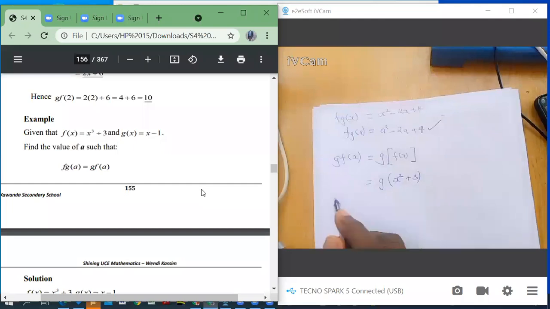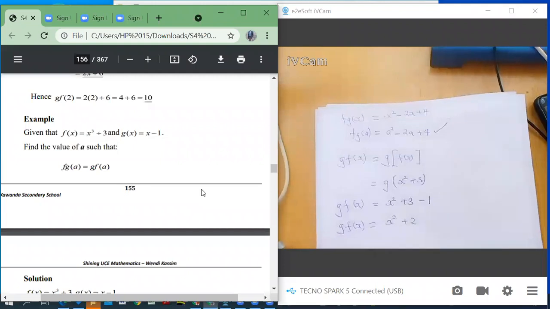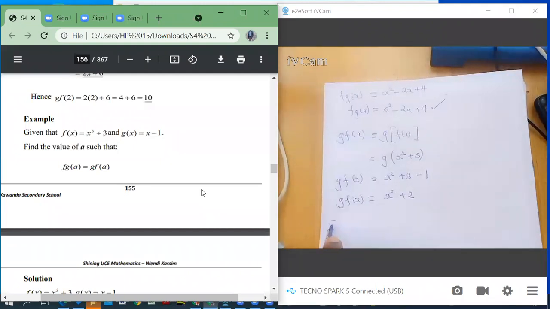So now when we combine them, what's our g of x? Remember, g of x is x minus 1. So it becomes x squared plus 3 minus 1, right? When you simplify that, what do you get? We get x squared plus 2.